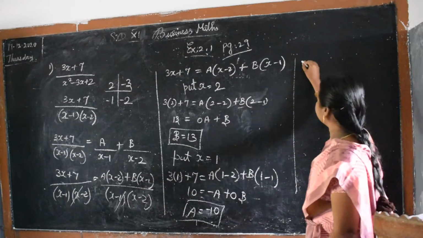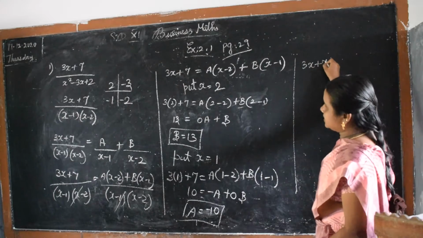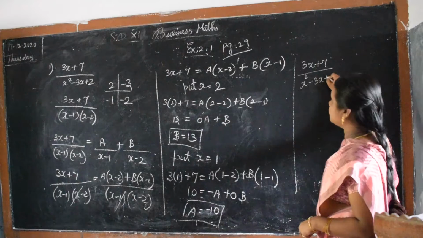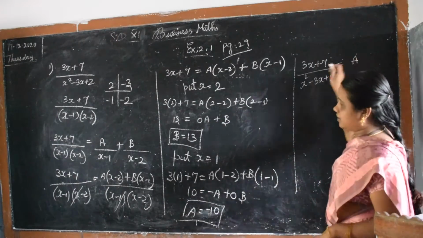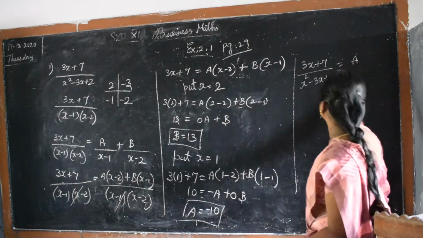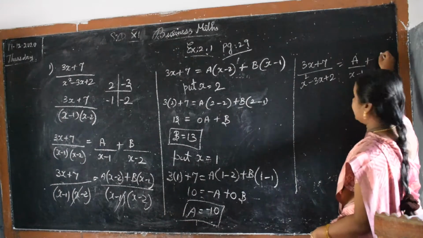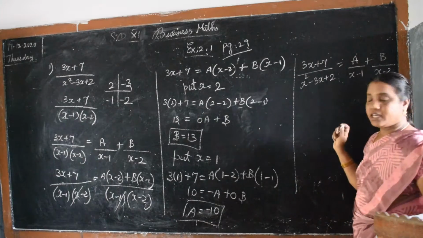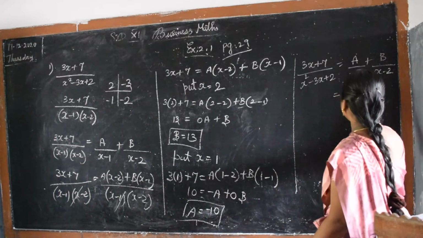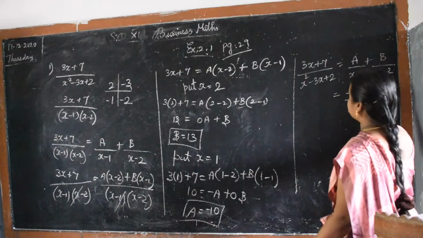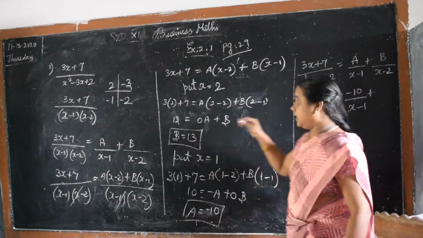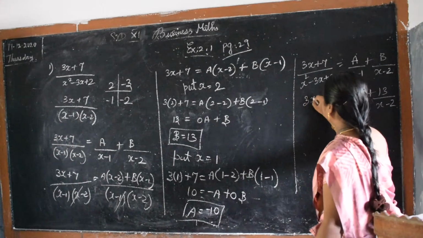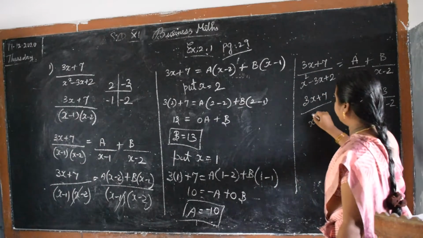Substitute here. 3x plus 7 by x square minus 3x plus 2 is equal to a by x minus 1 plus b by x minus 2. What is the value of a? Minus 10, so minus 10 by x minus 1. Our value of b is 13, so 13 by x minus 2. This is the answer for this problem.